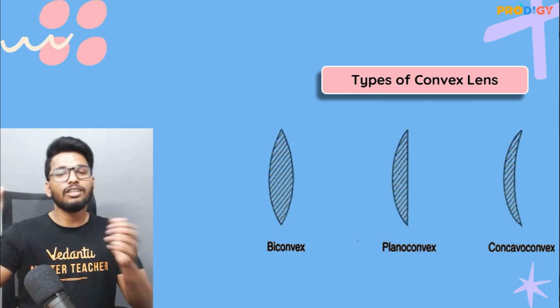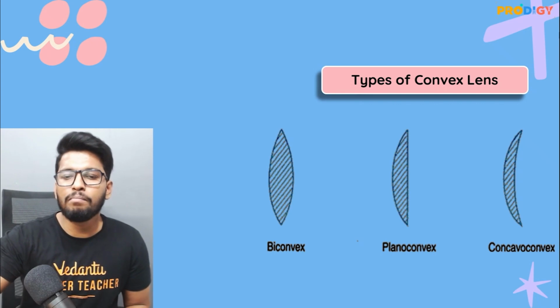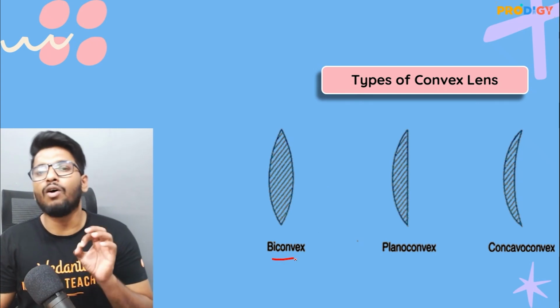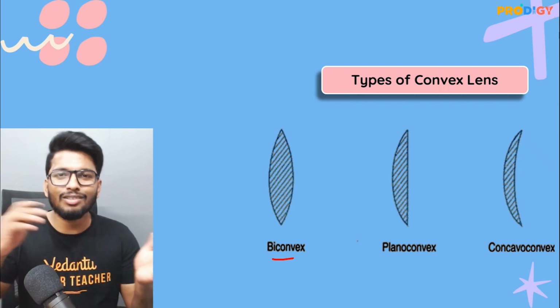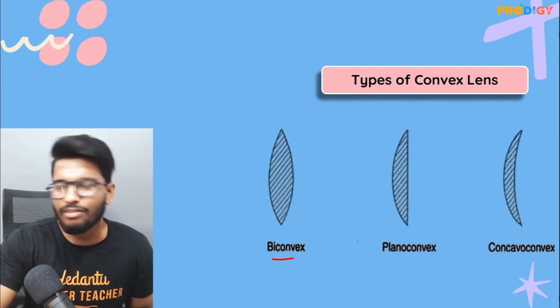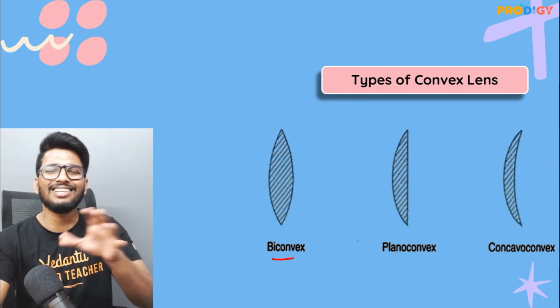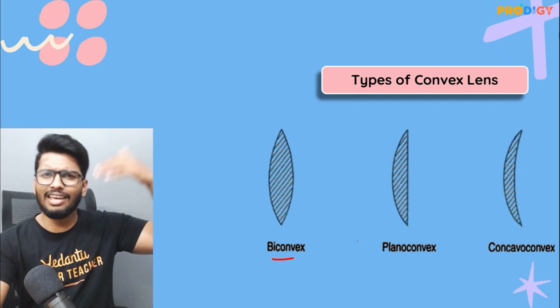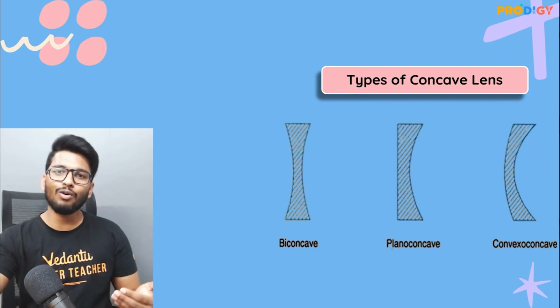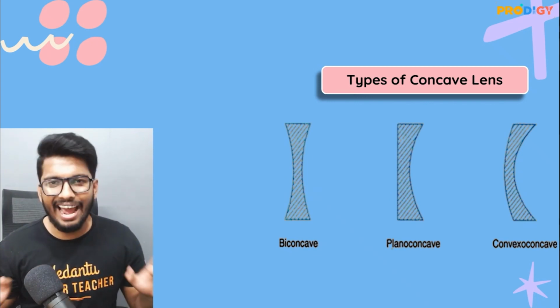But here's the thing. Don't worry, because we are going to be dealing with only biconvex and biconcave lens, which means that both the surfaces are convex or both the surfaces are concave in nature. So that is the only thing that you need to remember. Now, again, you'll be learning about these different types of lenses in the future. You'll definitely be going through all of these. But for now, you don't have to worry about it at all.